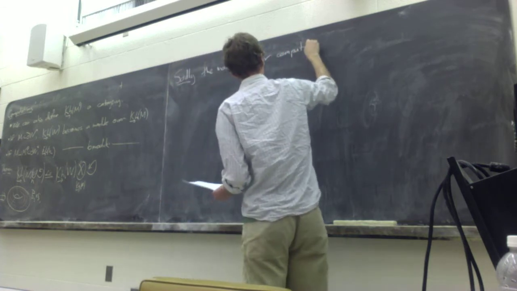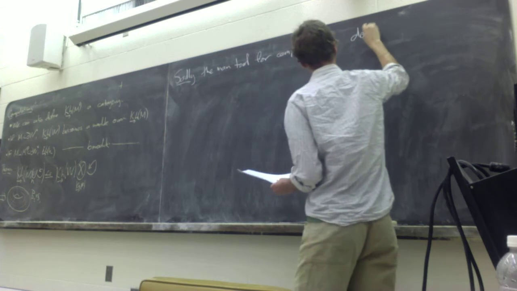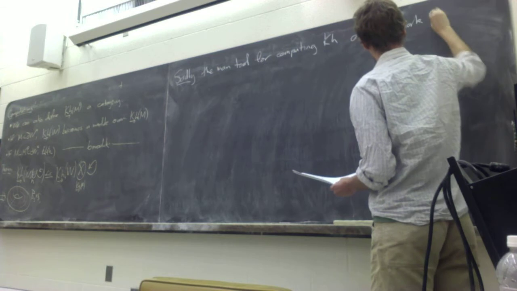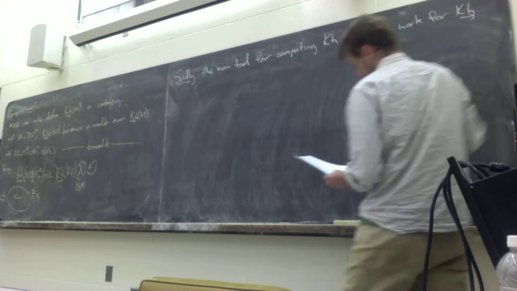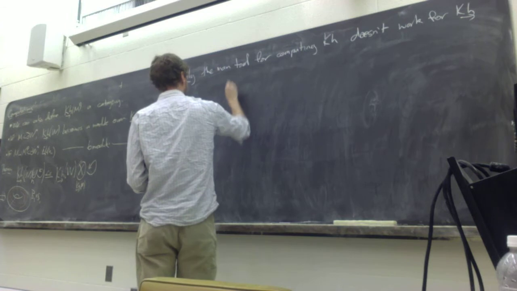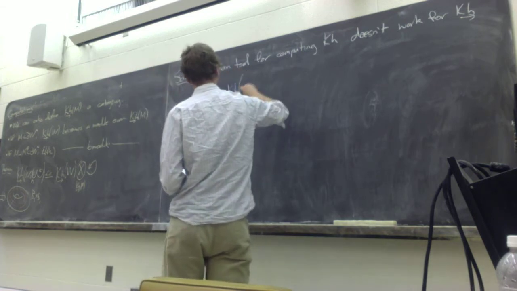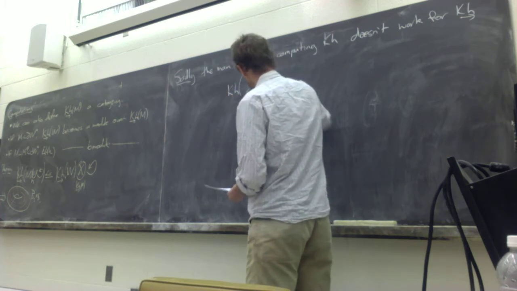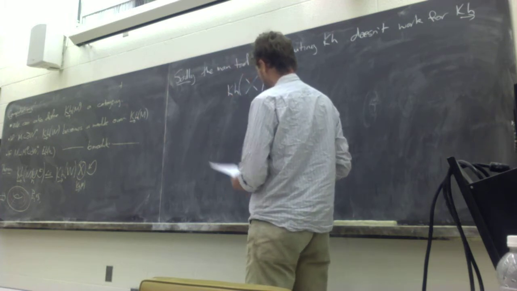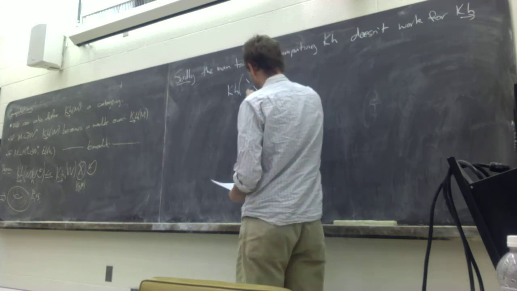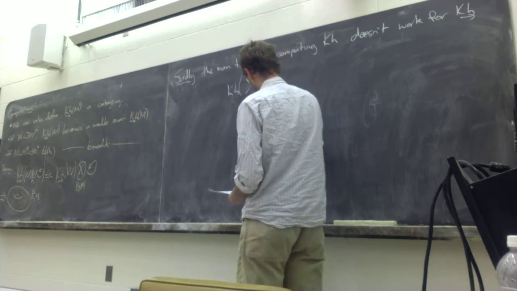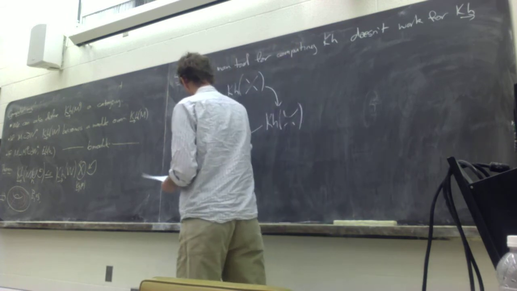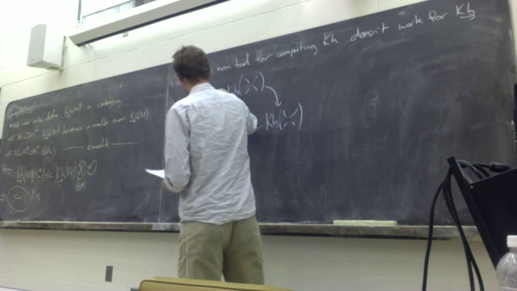So that main tool is the exact triangle for resolutions. This is just back in the world of links. You have some link, and we're looking at some crossing somewhere. There's an exact triangle between the chain complexes of this link with the crossing as it is, the link with that crossing resolved one way, and then the crossing resolved the other way.